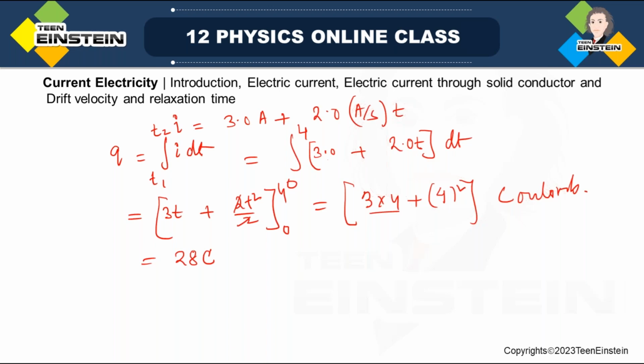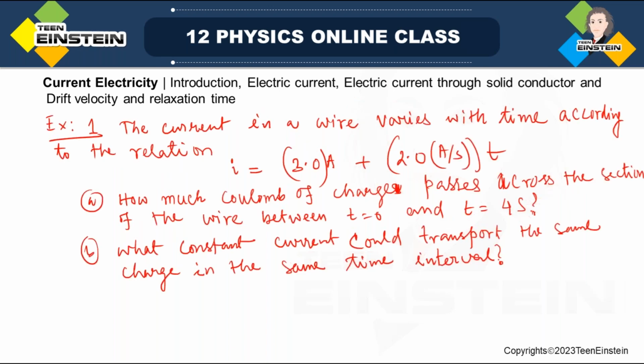Now the second part: what constant current would transport the same charge? That means I is equal to dq by dt. I know the charge, which is 28 coulomb, divided by the time, 4 seconds. So it will be 7 ampere. So 7 ampere current during 0 to 4 seconds.